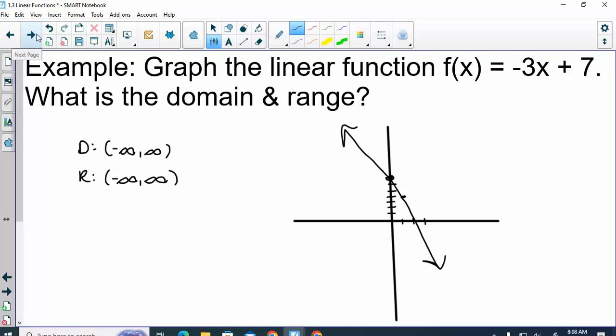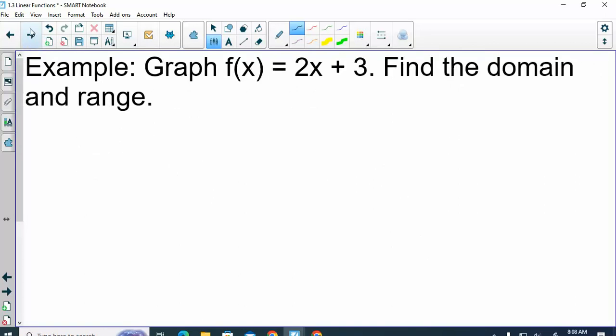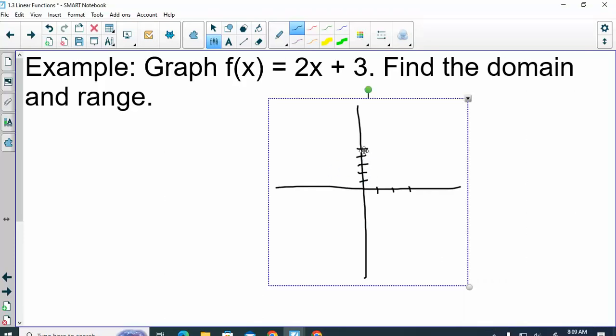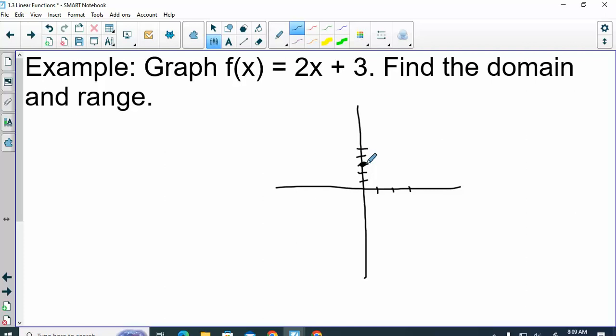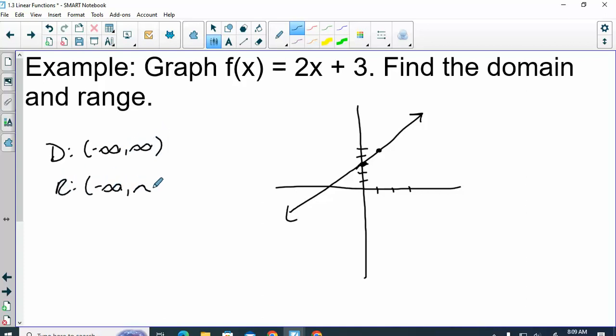Alright, you guys get a problem. So graph it, give me the domain and range. So intercept is 3. Slope is 2, so from there we go up 2 and over 1. So it looks like this. Domain. Range. Are those two okay? Alright.